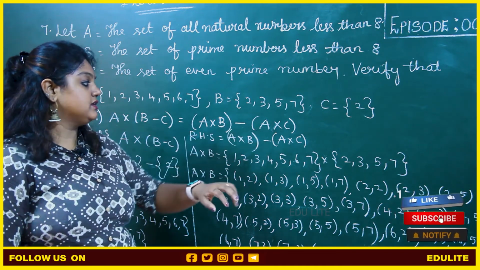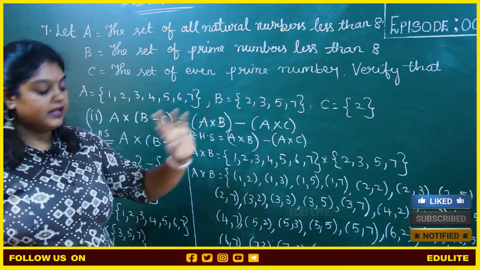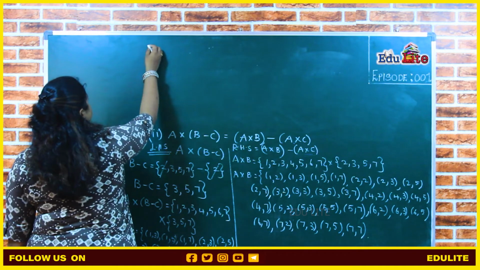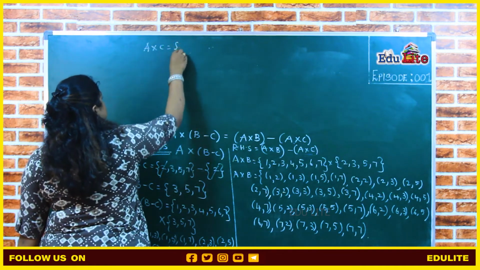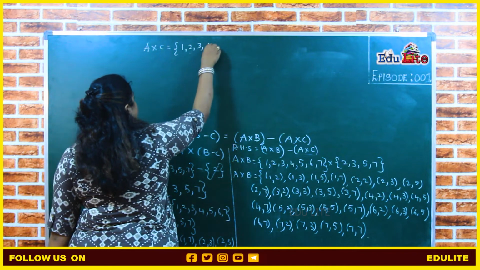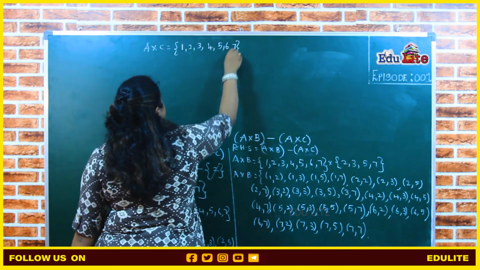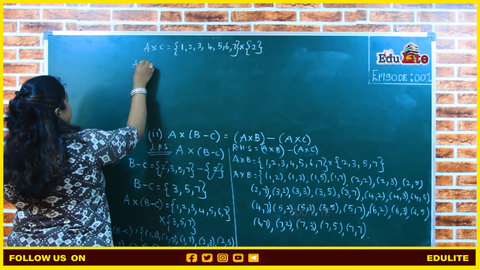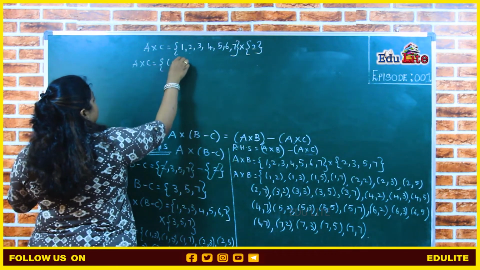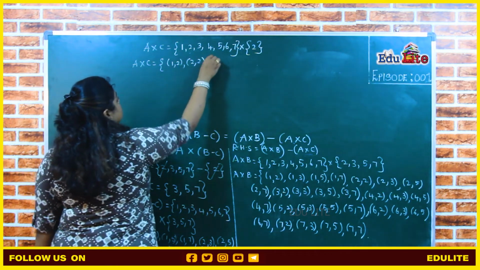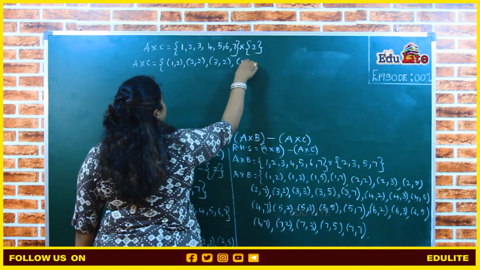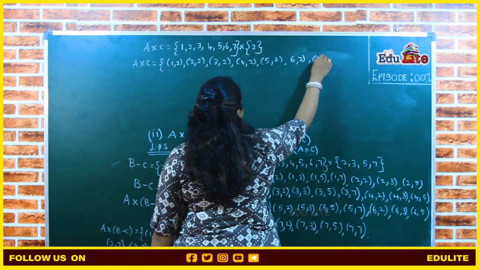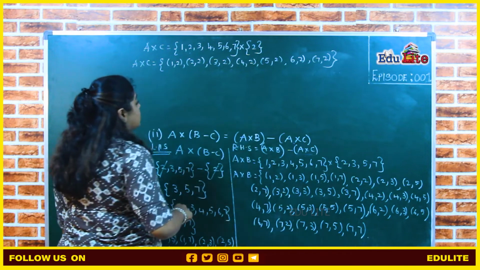Next we have to find A cross C. Then we have to do A cross B but not A cross C. A is 1, 2, 3, 4, 5, 6, 7. Cross product it with the set C, which is 2. So it will give us A cross C as (1,2), (2,2), (3,2), (4,2), (5,2), (6,2), (7,2). So thus we have found A cross C.